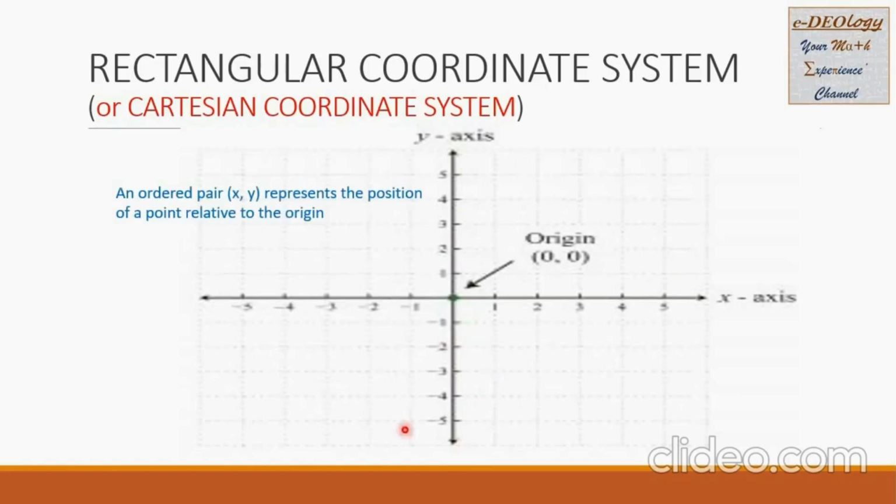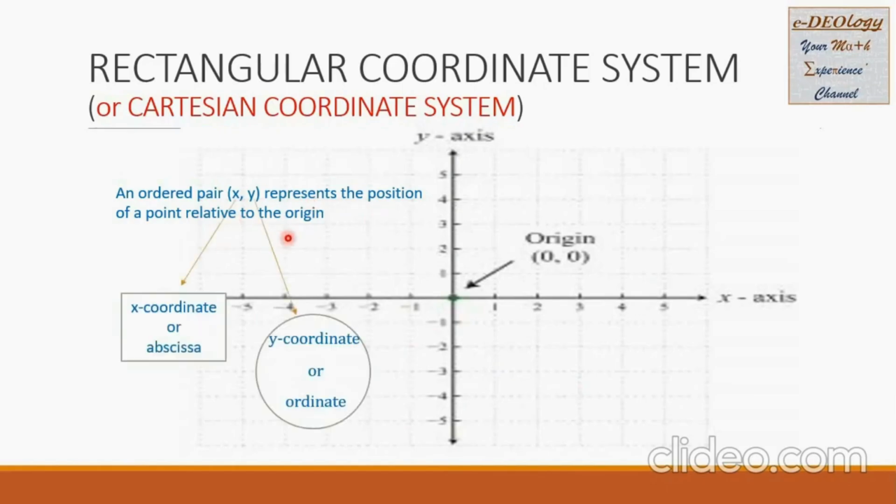The rectangular coordinate system is composed of so many points, and each point on this plane is associated with an ordered pair of real numbers xy. An ordered pair xy represents the position of a point relative to the origin. The first number here is called x-coordinate or abscissa, while the second number is called y-coordinate or ordinate.